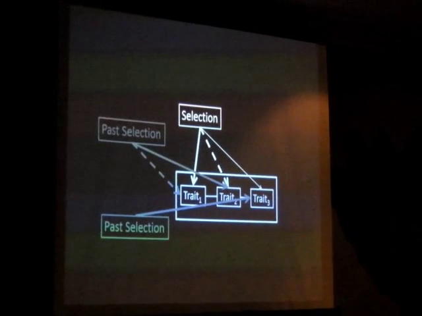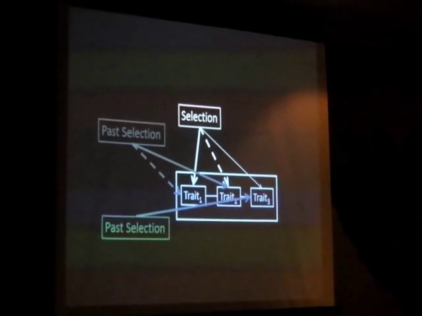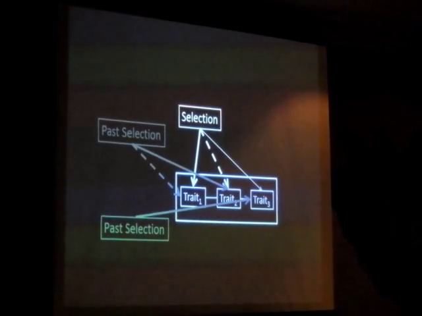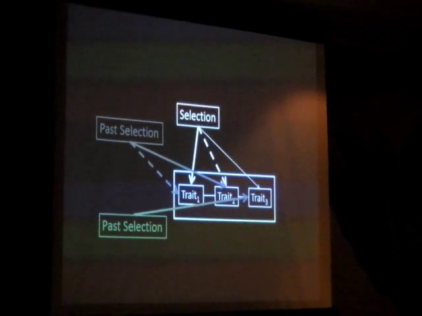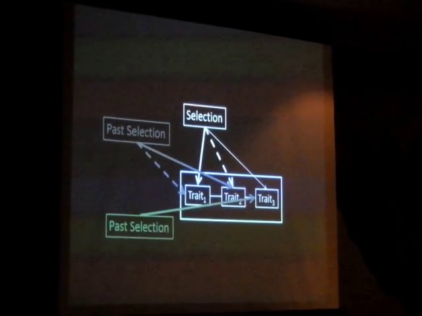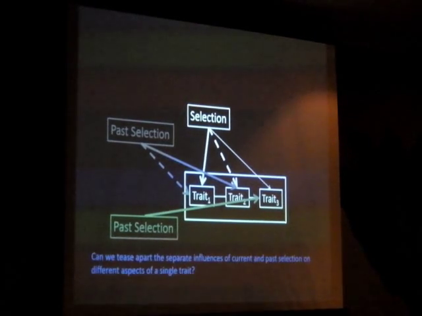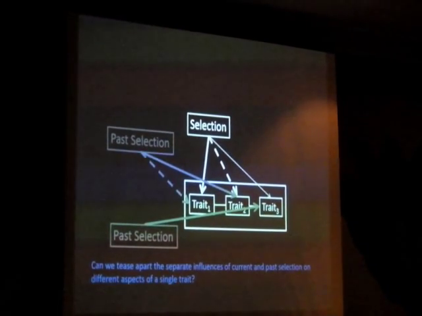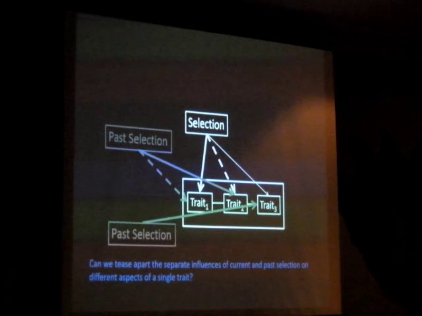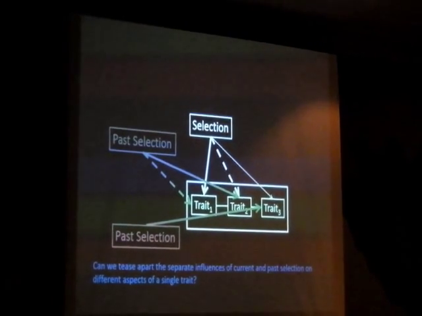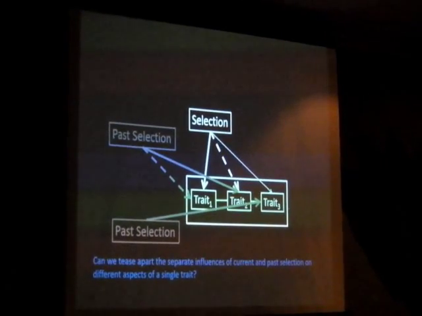So what I'm interested in doing is looking at if we can take this complicated looking diagram and actually see these relationships in a system, and preferably a fairly simple to understand system, and look at, can we tease apart the separate influences of current and past selection on different aspects of what we might initially think is a single trait.